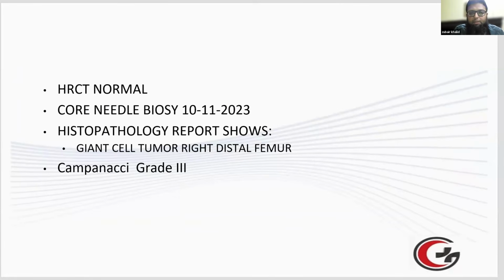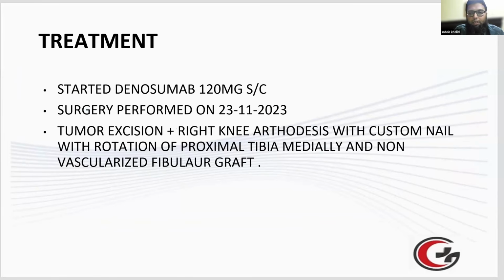As this is a Campanacci grade 3, we discussed with the patient and started denosumab 120 mg subcutaneous for 3 weeks, and we performed surgery on the 23rd of November. We discussed with the patient, and as he is a laborer and has to perform his daily activities, he went for knee arthrodesis.